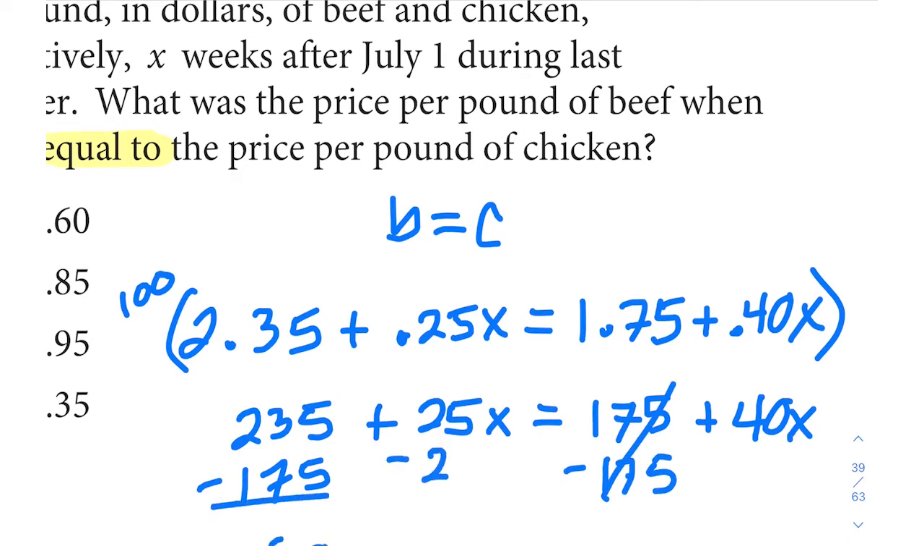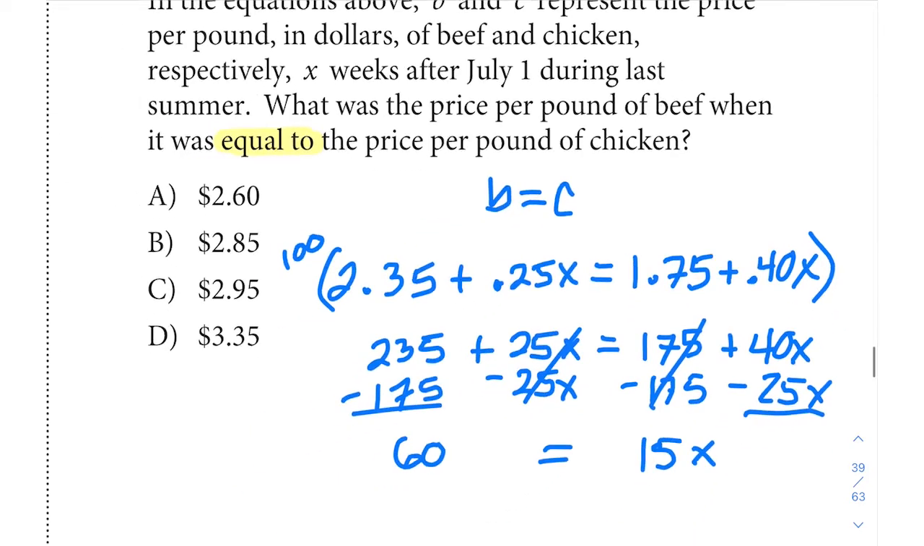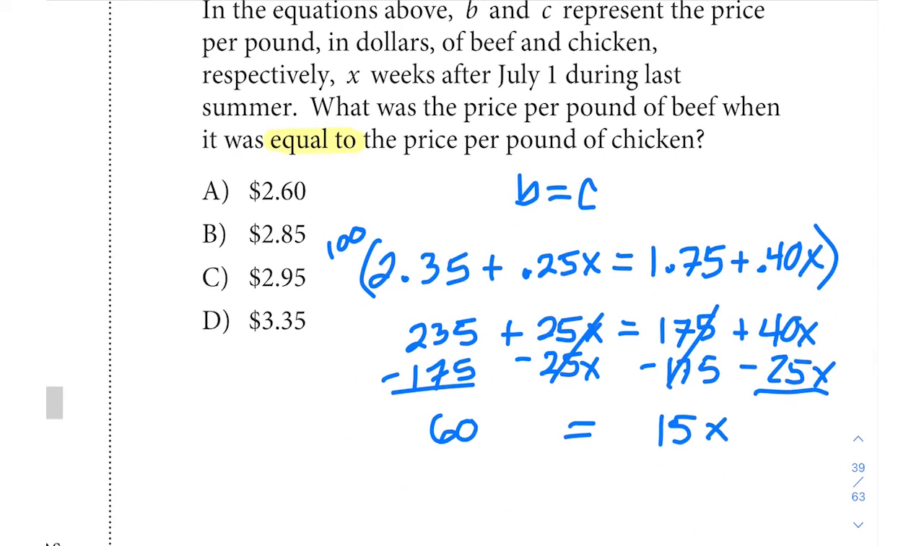and that would give you 60 on the left, and that would be equal to 15x on the right. To solve for x from here, you divide both sides by 15 and you would get x equals 4. And if we look at our answer choices, we don't see something that says 4.